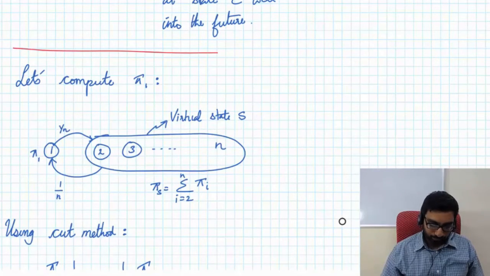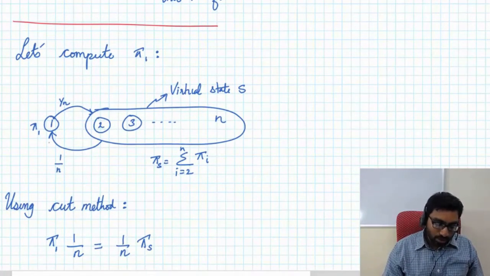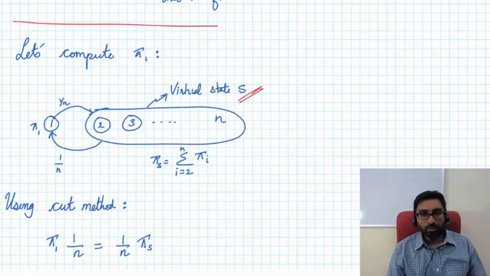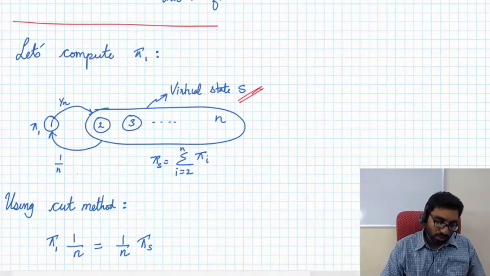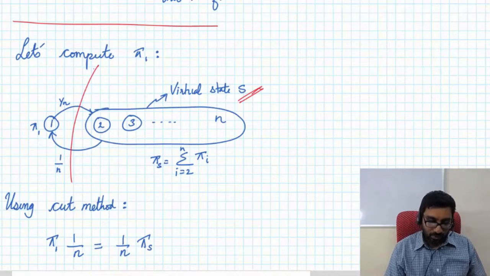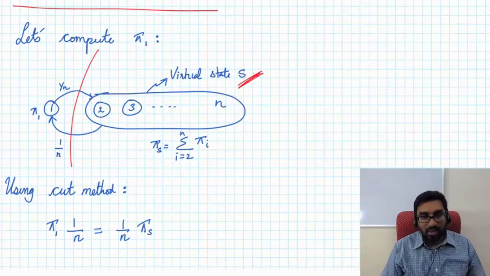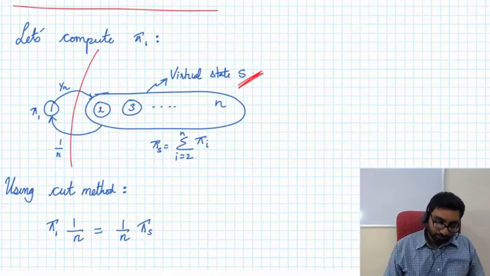Let's start by computing pi 1. Okay, pi 1, we're going to compute by looking at the cut between state 1 and the rest of the states. The rest of the states, we're going to call a single virtual state S. Now the rest of the states form a single virtual state S, and in that sense this Markov chain looks like the two-state Markov chain that we've already looked at in the previous segment.